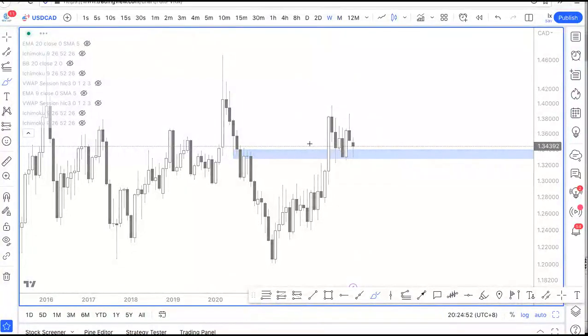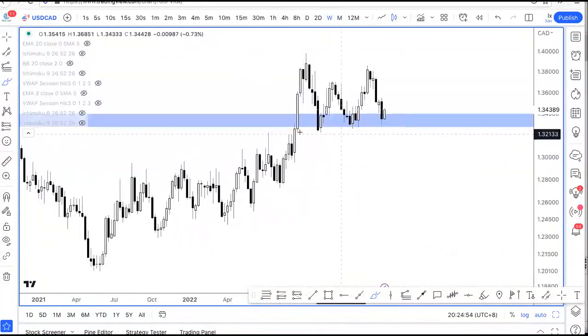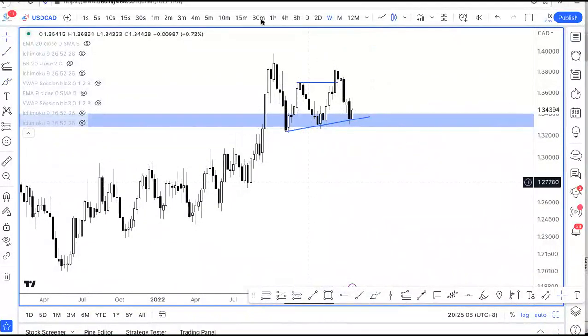If you're on the weekly time frame, you can see that price broke above the last high. That's one. You also have a bullish or ascending trend line that it's currently testing. So this is another zone.